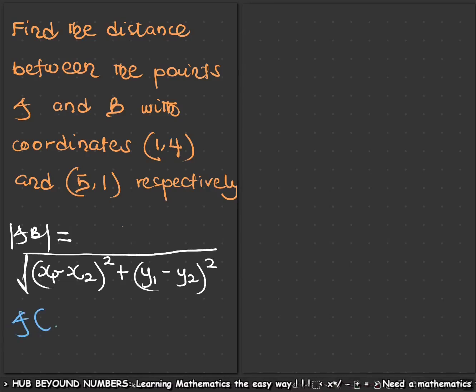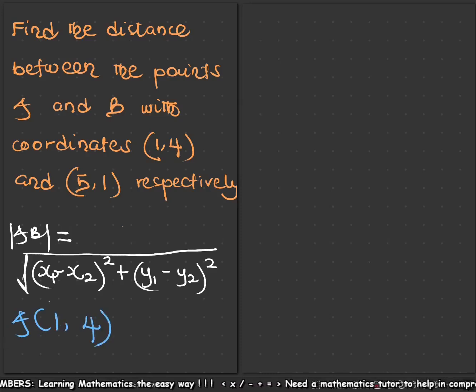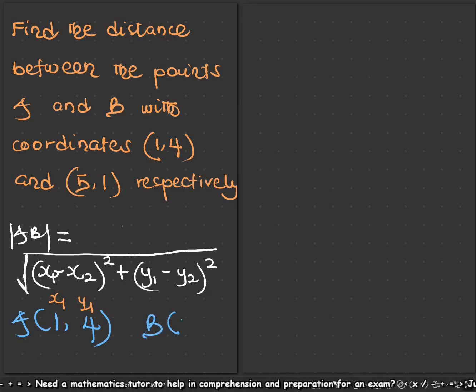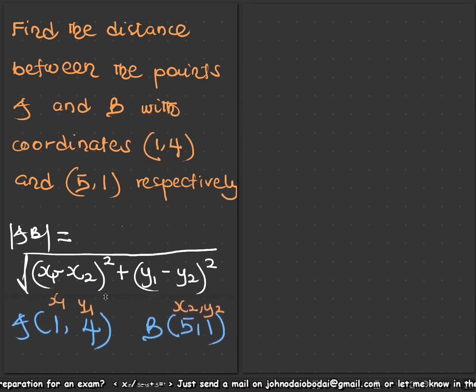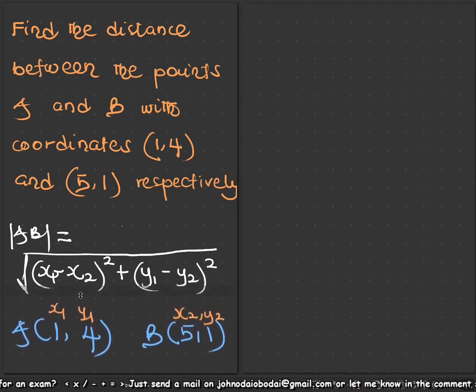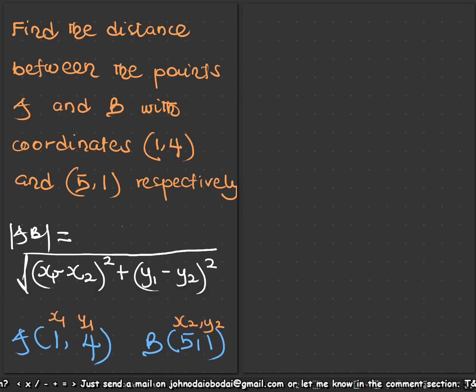So in this case now, since point A was given as (1, 4), let's let that be our x1, y1. You see? And then we are going to let the point B, which is (5, 1), also be our x2 and then y2. So now that we have the set of values for x and then y, we can go to the formula and do our substitution.